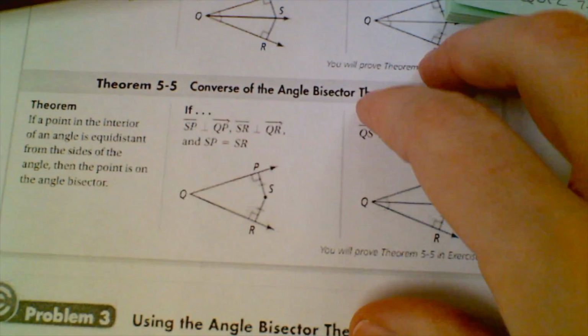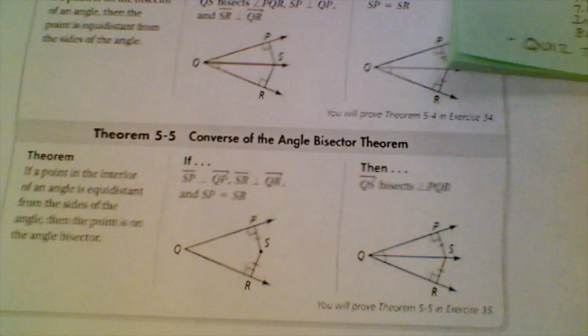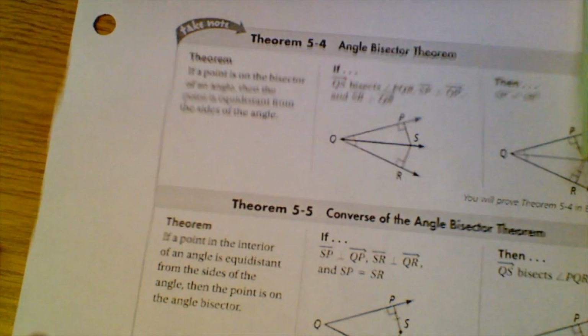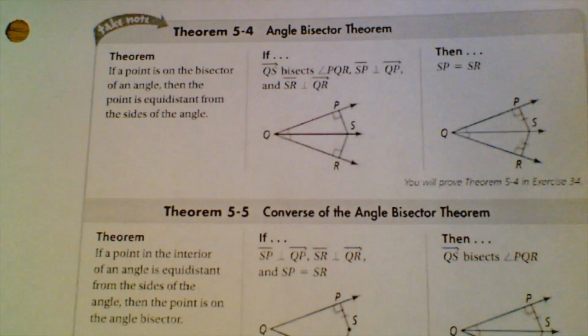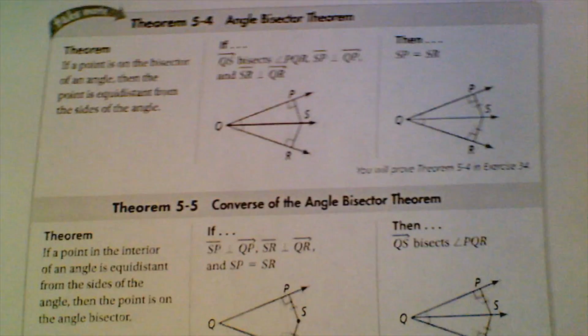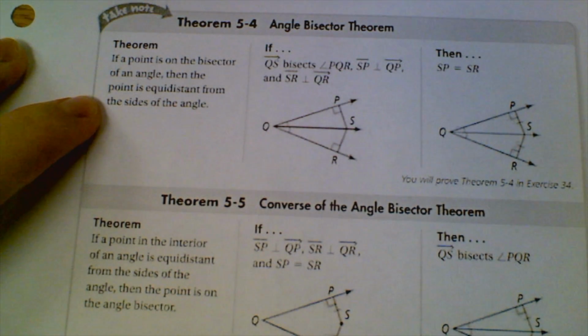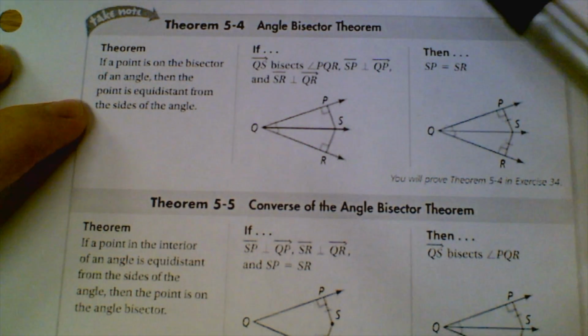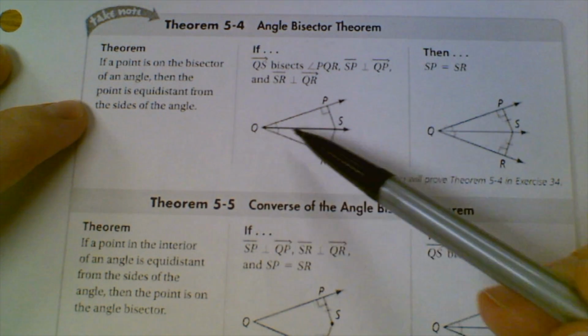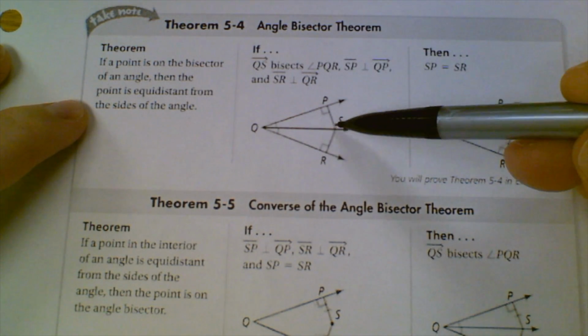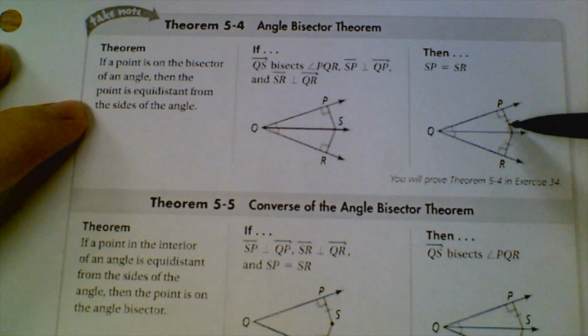On your note-taking guide, if you turn it over, you'll see that you have angle bisectors on the back side. It says if a point is on the bisector of an angle, then the point is equidistant from the sides of the angle. So if S is on the angle bisector, then these line segments are congruent to each other.